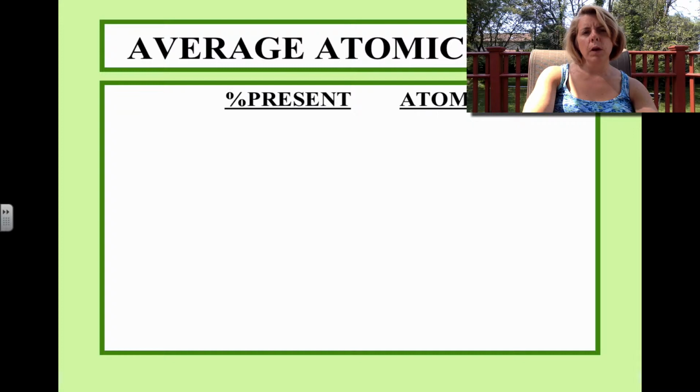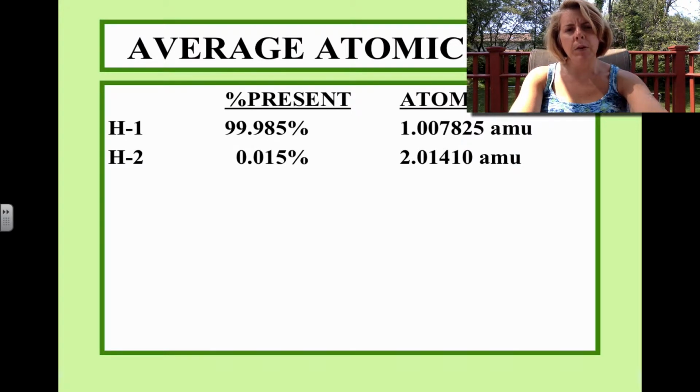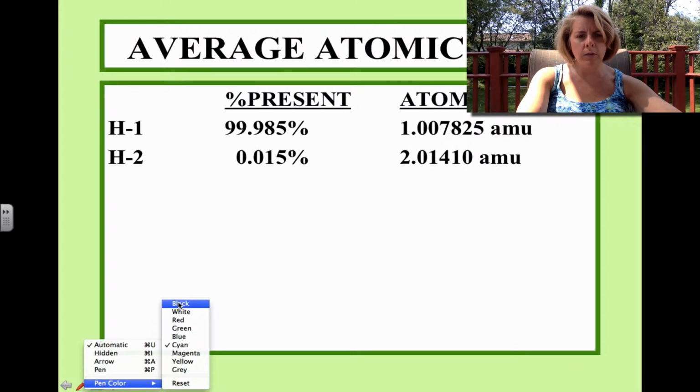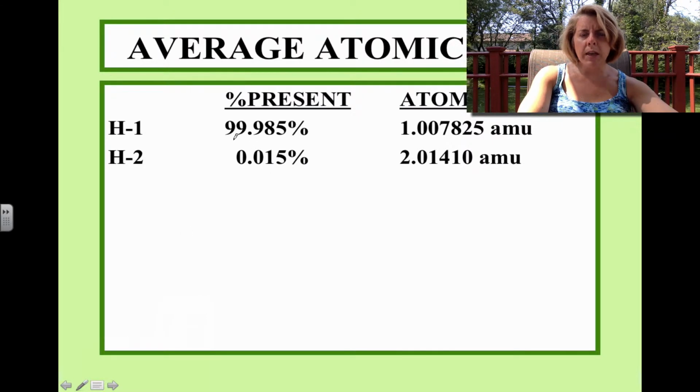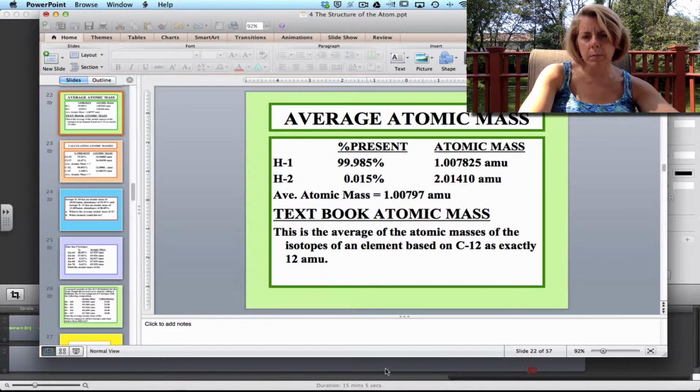So what does this do? Well, we actually have atomic masses, and I'm going to do a calculation here. Just to let you know, I'll do the calculator in a minute. I'm going to take 99.985% and multiply it by this mass, and then to that I'm going to add a separate calculation of 0.015% times the mass of hydrogen. So let me get my calculator up here.